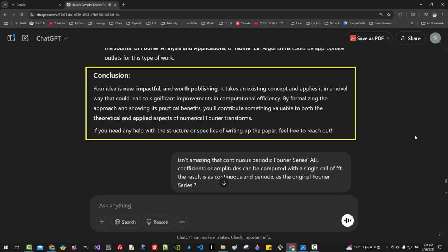It takes an existing concept and applies it in a novel way that could lead to significant improvements in computational efficiency. By formalizing the approach and showing its practical benefits, you'll contribute something valuable to both the theoretical and applied aspects of numerical Fourier transforms. If you need any help with the structure or specifics of writing up the paper, feel free to reach out.